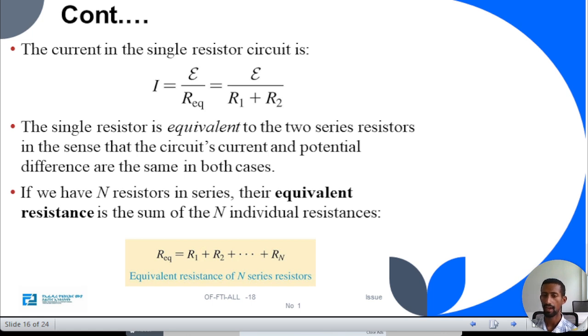If we have n resistors in series, their equivalent resistance is the sum of the n individual resistors. This means R equivalent is equal to R1 plus R2 plus up to Rn. This is how we can determine the equivalent resistance of series-connected resistors.